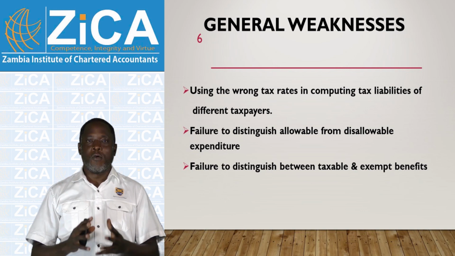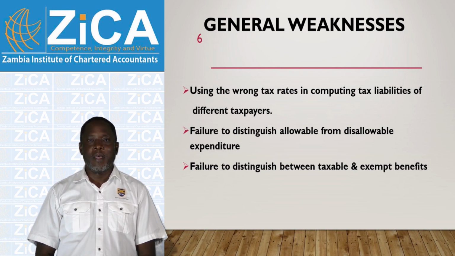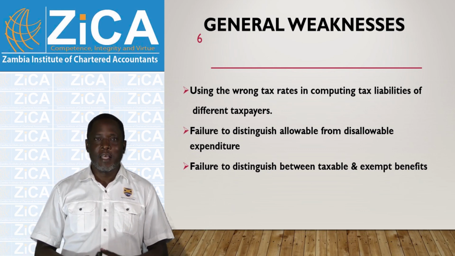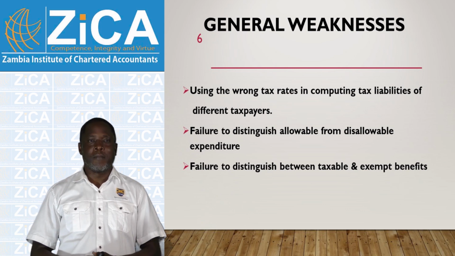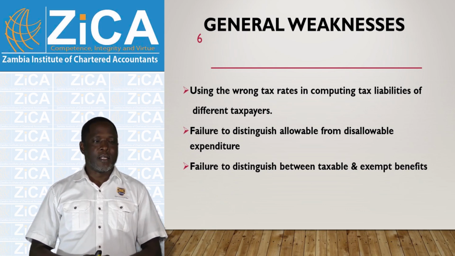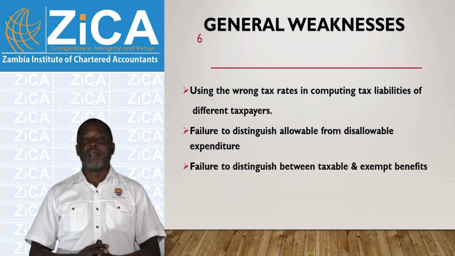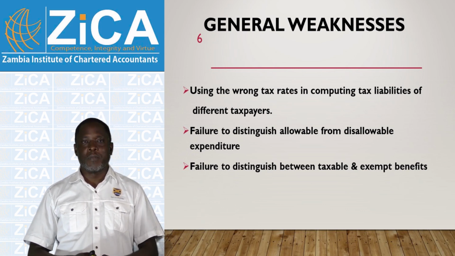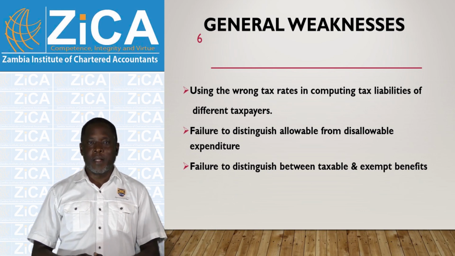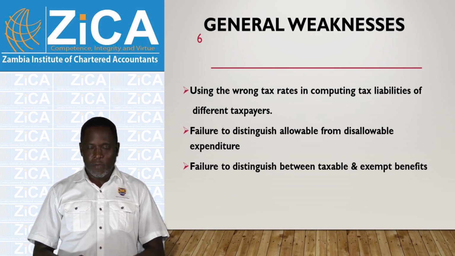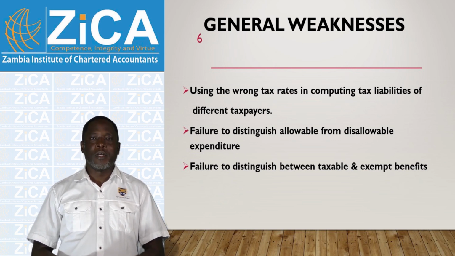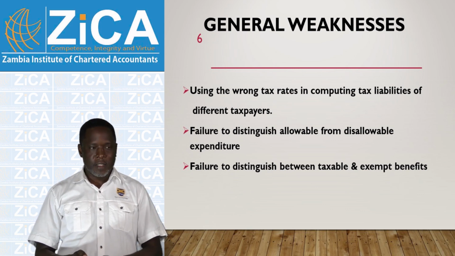Similarly, when computing the tax liabilities for a company, you'll find that students are using personal income tax bands instead of the company income tax rate. Secondly, failure to distinguish allowable from disallowable expenditure when computing taxable business profits for different types of businesses, be it partnerships, limited companies, or sole traders. Then when it comes to the taxation of employment income, failure to distinguish between taxable and exempt benefits.